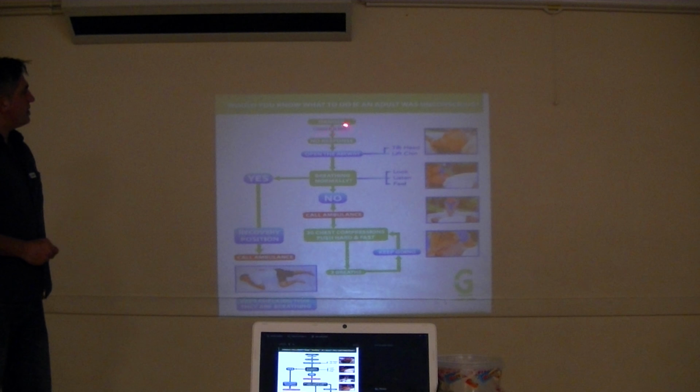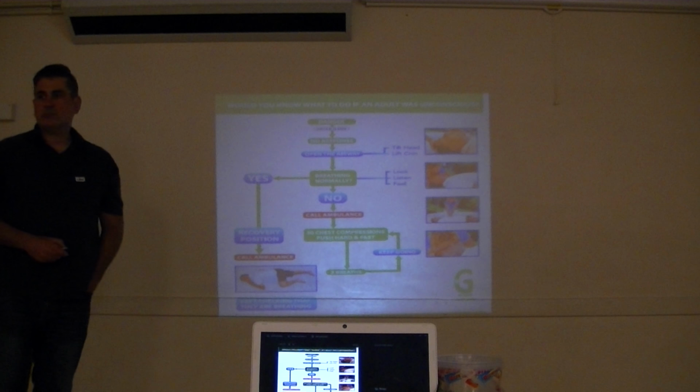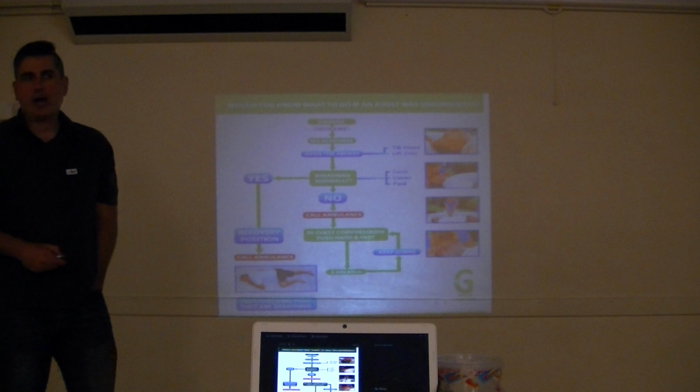There's your danger, you've got to check that it's safe. You have no response. What was the acronym again for checking for response? AVPU, yeah, okay. And then we're going to open the airway, and then we're going to see whether or not they're breathing normally. Do you know why it might say normally? In case of short, fast breaths. Yeah, agonal breathing.